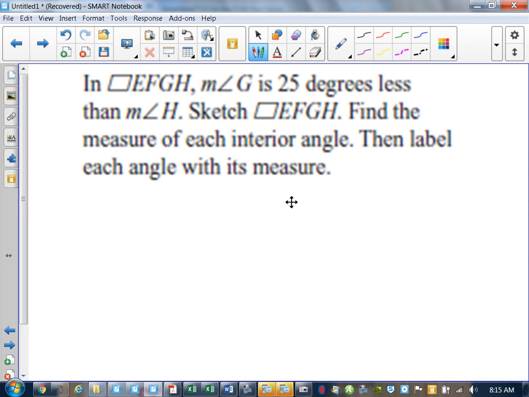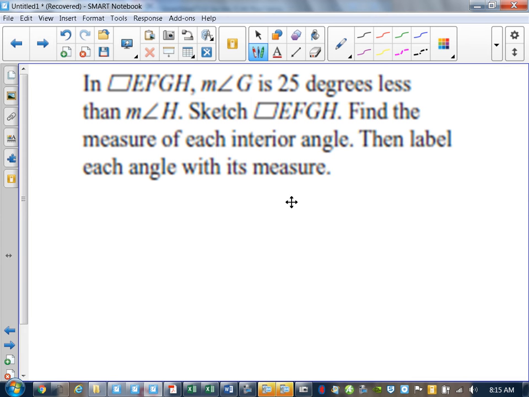That's all you're doing. It's a very similar way that we did that with triangles. If it said triangle ABC, you pick an angle and you work your way around. Same deal with parallelograms. It doesn't necessarily say which one is which. But here it says that angle G is 25 degrees less than angle H. Sketch it and find all the measures of each interior angle. So what we need to do is figure out what that means. It says angle G is, that's what is stands for, equals. You're turning it into an equation.